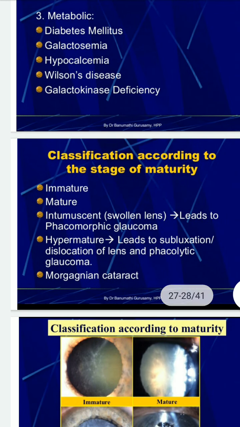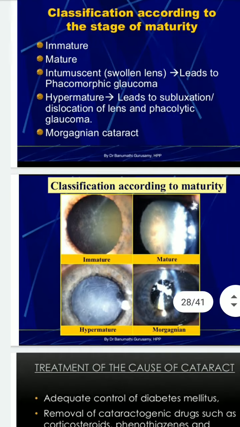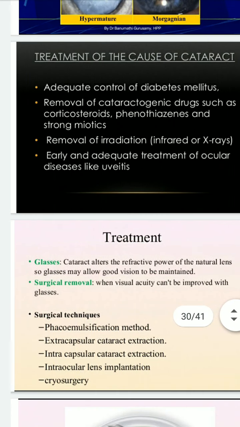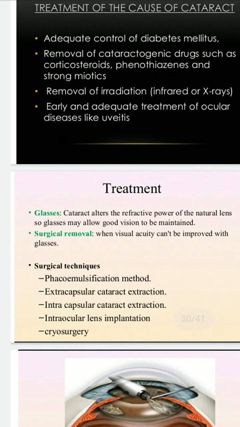Next one is the treatment of the cataract. It is mainly treated by using glasses. A cataract alters the refractive power of the natural lens, so glasses may allow good vision to be maintained.